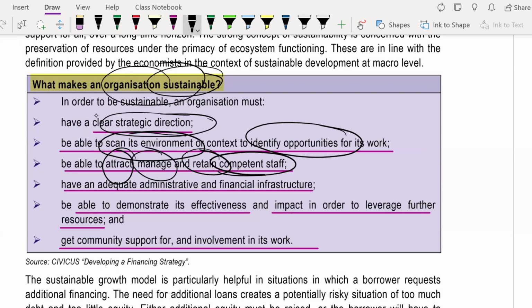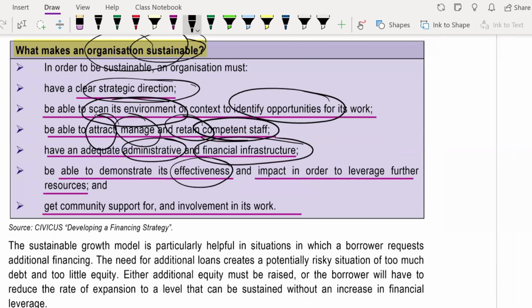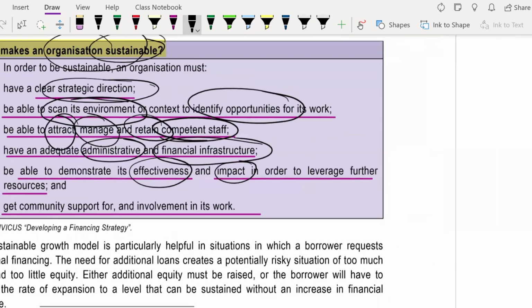Then it must also have adequate administrative and financial infrastructure. In case you need 10 crores right now to make 100 crores in the future, you must have that financial infrastructure or at least a way by which you can get that 10 crores. In the same way, the administrative infrastructure should also be there. And then it should be able to demonstrate its effectiveness and impact in order to leverage further resources.